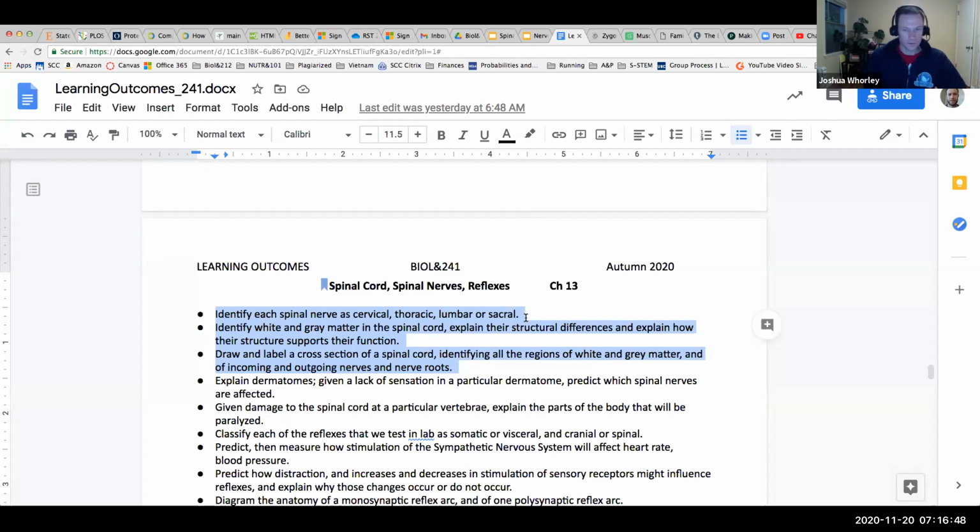Identifying spinal nerves as those that correspond to the vertebrae they emerge from, or emerge from in between, and then identifying the different pieces of the spinal cord anatomically, and talking about how those anatomical regions differ physiologically, and then we'll look at a couple of sections of a spinal cord, and incoming and outgoing nerves. Okay.